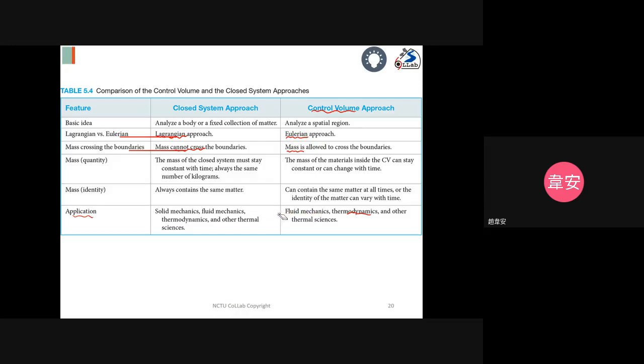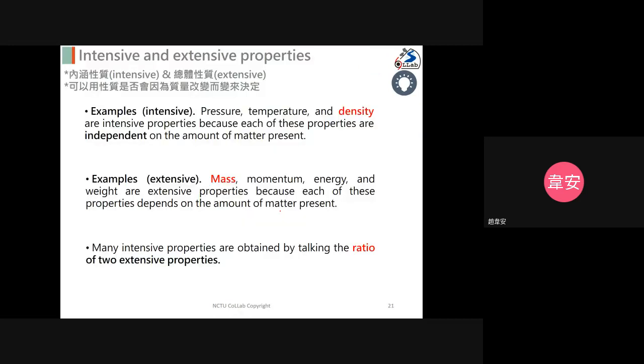Okay, so even though we have two tools, the closed system and the control volumes, in the previous slide we only focused on the physical property, the mass. But here we can apply two approaches for any matter.